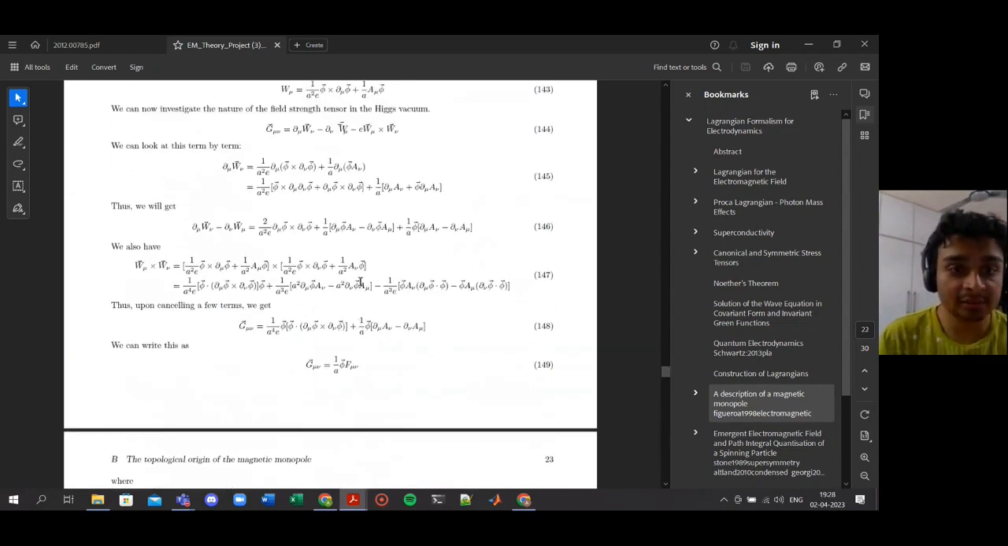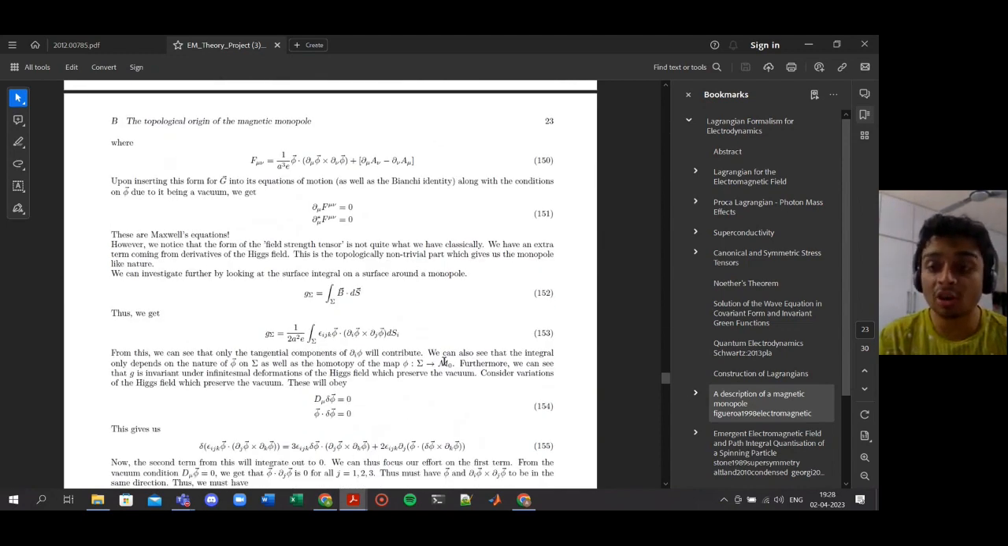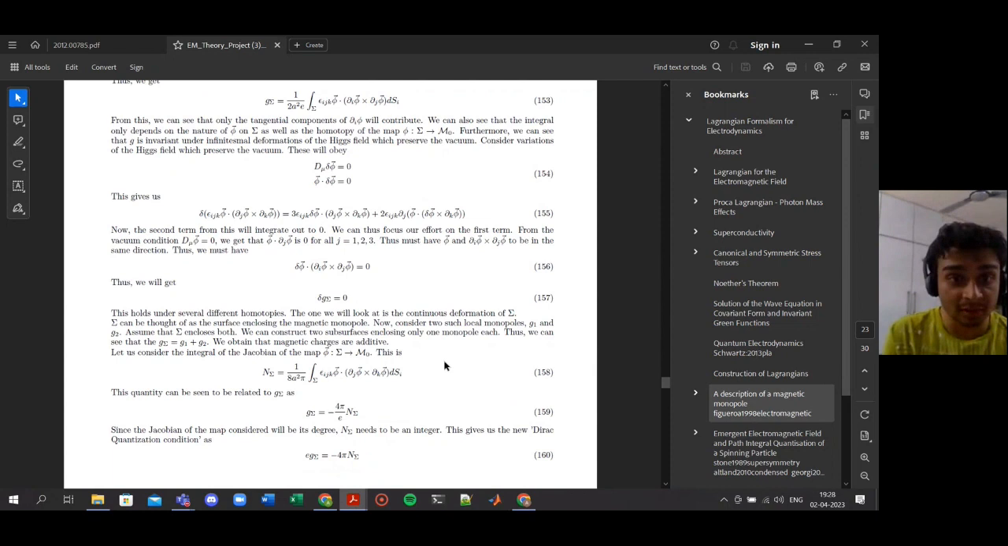So as you can see here, we get F mu nu in equation 150 to be the standard field strength tensor which we had before, plus some term in the Higgs field and its derivatives. The second term is our usual term. If you integrate the magnetic field part of this over some surface enclosing the magnetic monopole, you would get 0. However, the first part gives a non-trivial surface integral, and that is where the magnetic charge comes from.